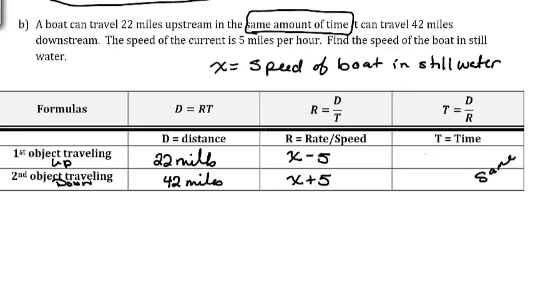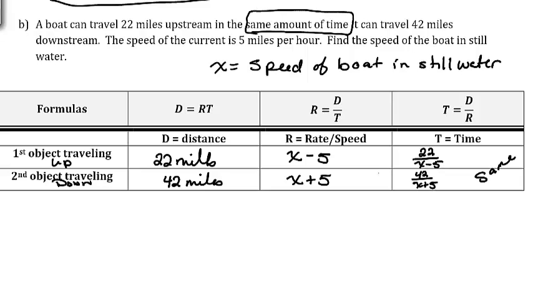Okay, so now we can write equations for t. T is equal to distance divided by rate. And so the time it took for us to go upstream was 22, our distance, divided by our rate, which was x minus 5. And then we can also write an equation for time for going downstream. So we went 42 miles, and our speed was x plus 5.